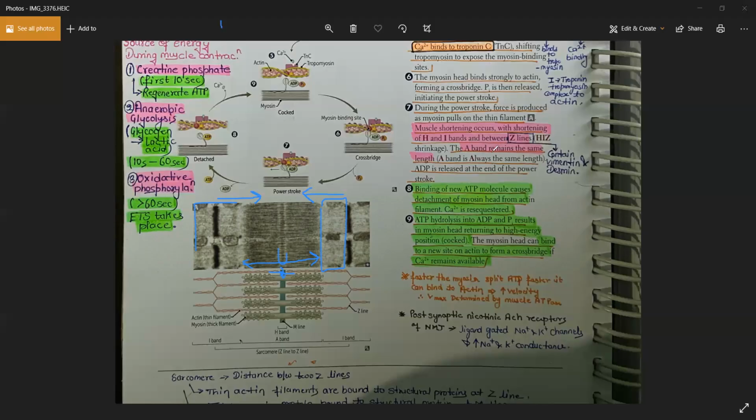And this ADP is released after the end of the power stroke, and a new ATP is bound, which we have discussed. And when the new ATP is bound, the myosin is released from the actin, right? And the relaxation can happen. And when the myosin again hydrolyzes the ATP, then again a power stroke can happen. Similarly, you will have a shortening of this H band, I band, and the Z to Z line, with a normal length of the A band. Is that okay?